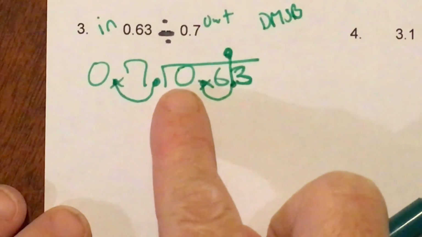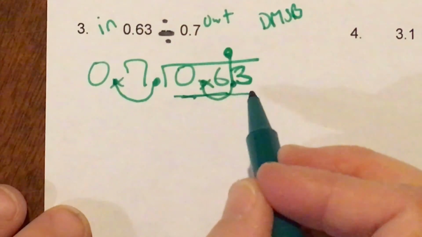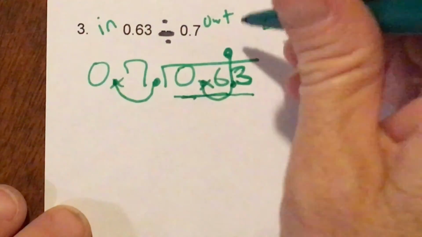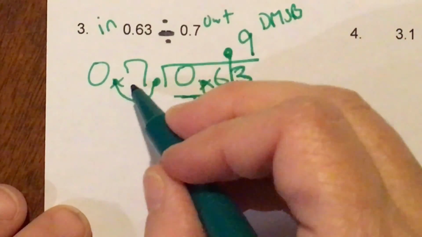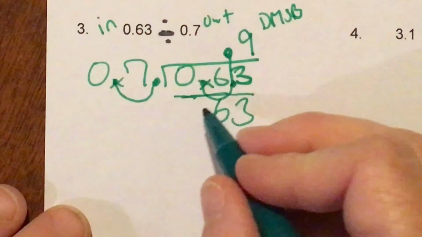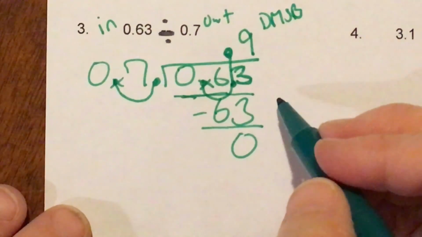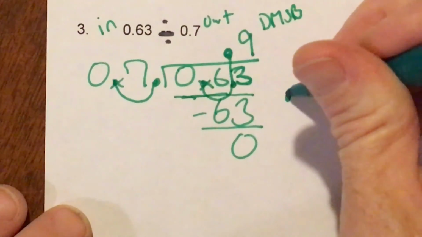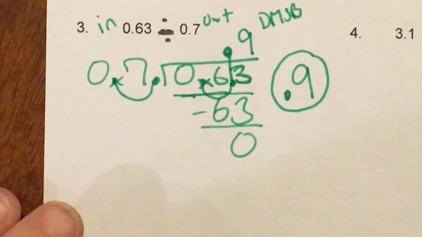So 7 can't fit into 0, can't fit into 6, but it can fit into 63 9 times. Then I'm going to multiply. 9 times 7 is 63. I'm going to subtract and I get 0. And there's nothing to bring down. So my answer is decimal 9 or 9/10.